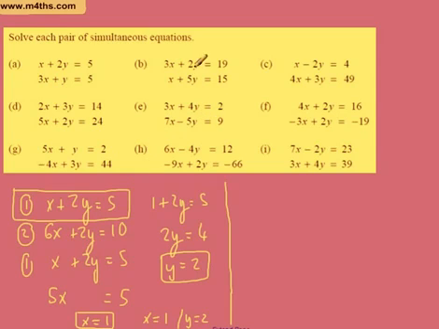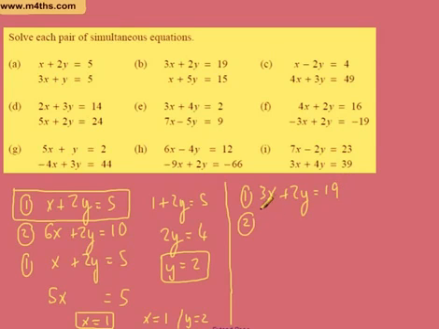Let's have a look at this one. Now this time I'm not going to make the middle ones the same. I'm going to make the first ones the same because I know that I can just multiply this bottom one to get 3x rather than multiplying both of these, because I'd have to make them into tens. So equation number 1, the top one, 3x plus 2y is going to equal 19.